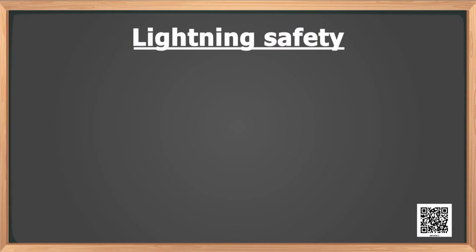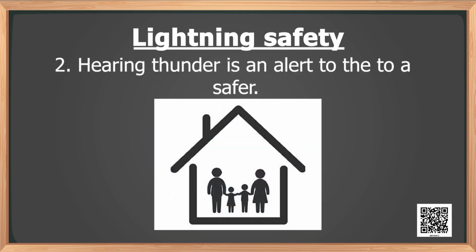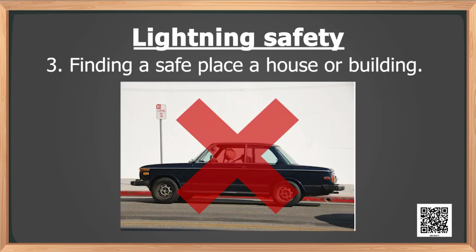Lightning safety. During lightning and thunderstorms, no open place is safe. Hearing a thunder is an alert to go to a safer place. After hearing the last thunder, we should wait some time before coming out of the safe place. Finding a safe place: a house or a building. A house or a building is safe. If we are travelling by a car or by a bus, then we are safe with the windows and the doors of the vehicle shut.